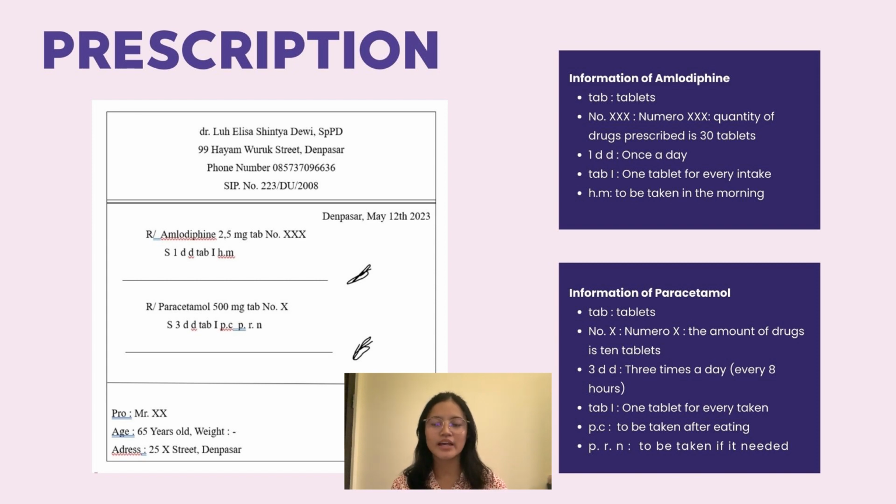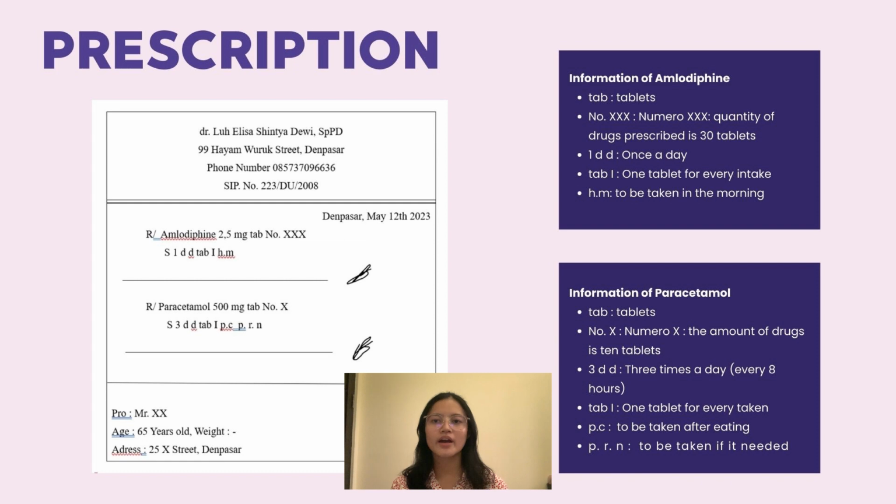Then below that, in the right hand corner, we have the date and place where the prescription was written, which is Denpasar, 12th of May 2023. Then below that, we have the superscription R/, then we have the inscription amlodipine 2.5 milligrams, tab numero 30. So we have the drug name amlodipine, then the dosage 2.5 milligrams, then the dosage form is tablets, and for the quantity it's 30 tablets.